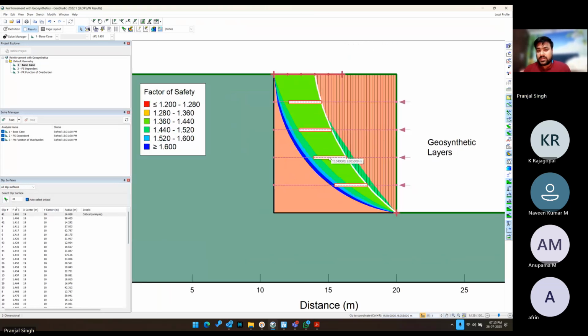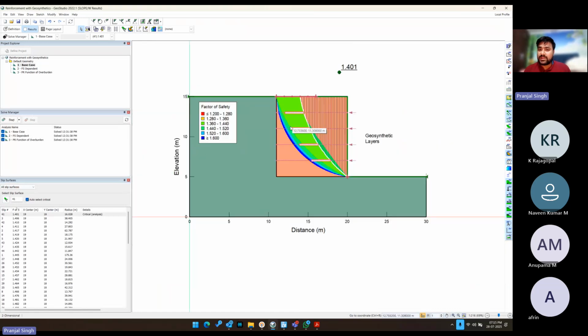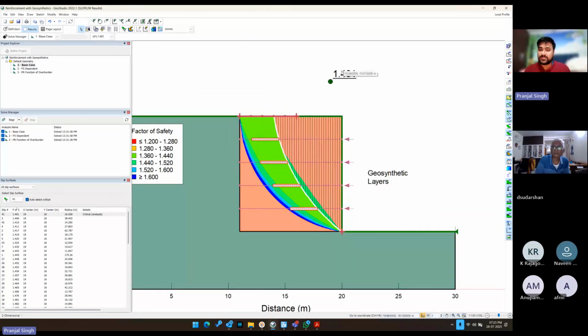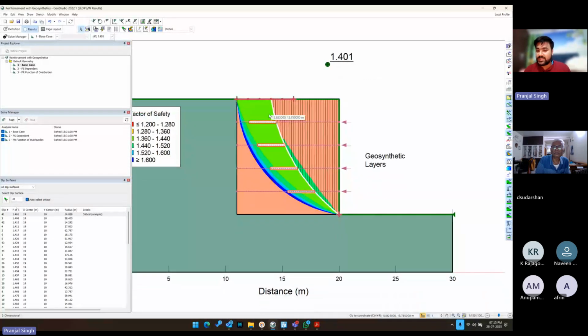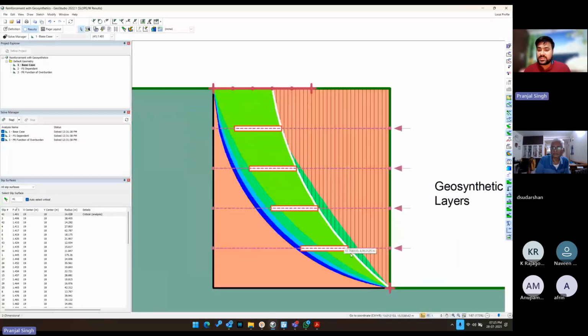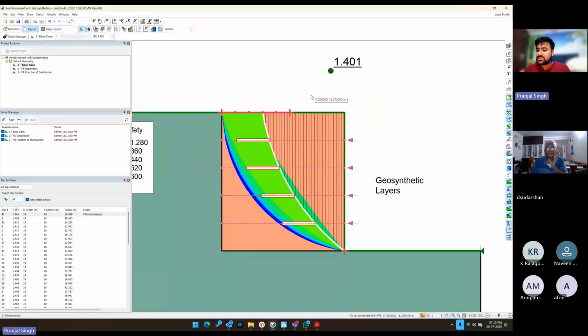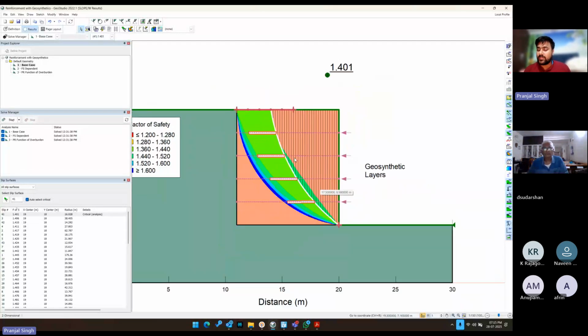So you see that for the factor of safety, most of the region lies between 1.44 to 1.52, and the minimum factor of safety for the critical slip surface, which is represented by this white line. You can see this white line. So this is the critical slip surface. So here the factor of safety is 1.401, which is greater than 1. So this slope will probably not fail.